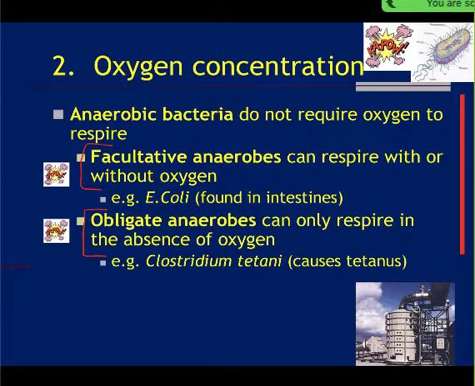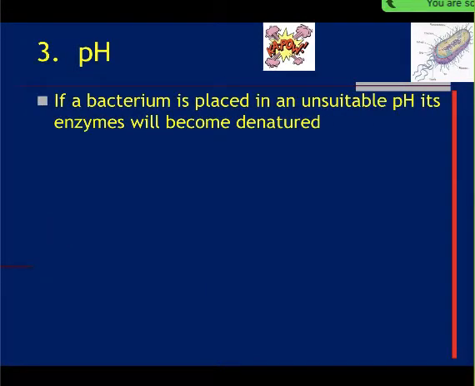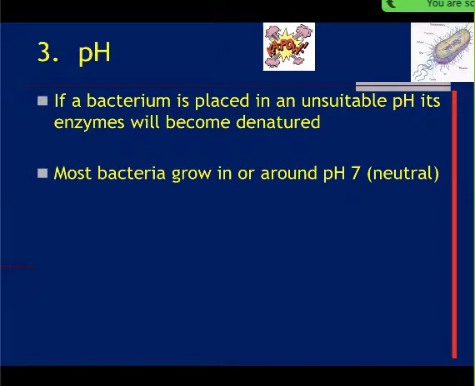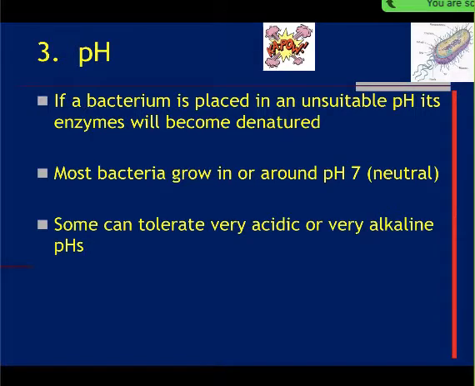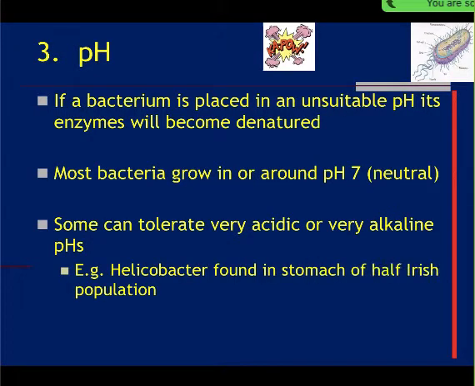Okay, so we've already done pH when we did our enzymes. So obviously if it's unsuitable, the enzymes become denatured. The vast majority of bacteria will grow around pH 7, but we have some exceptions. There are different parts of our planet where it's either very acidic or very alkaline.